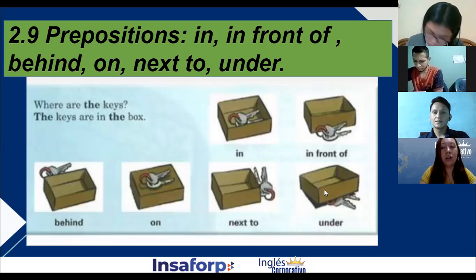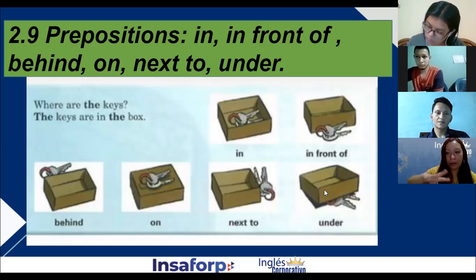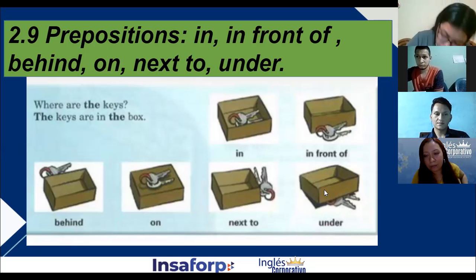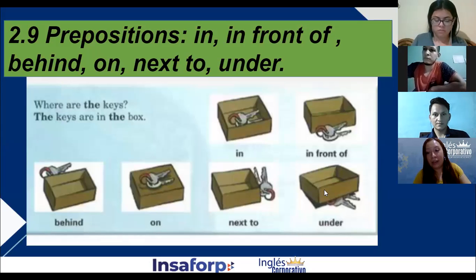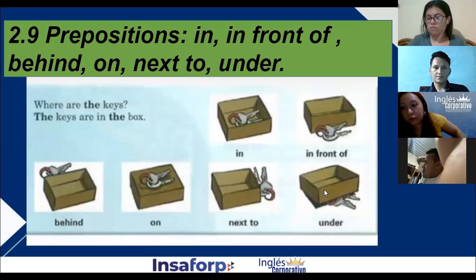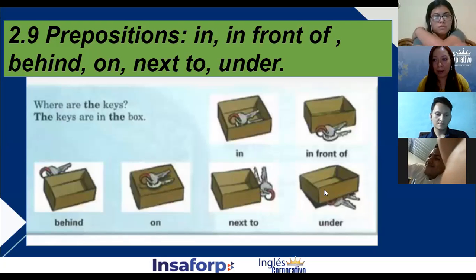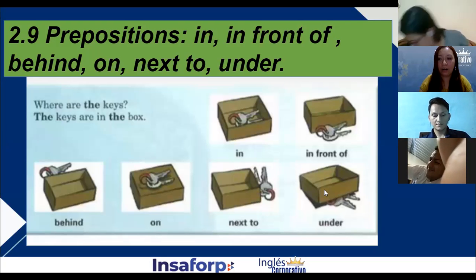Under. Abajo de o debajo de, o abajo simplemente, ¿verdad? Under. Cabal, ahí ven las llavecitas que están abajo. For example, my pet likes to sleep under the car. A mi mascota le gusta dormir debajo del carro. My pet likes to sleep under the car. Okay? Y aquí tenemos el ejemplo.